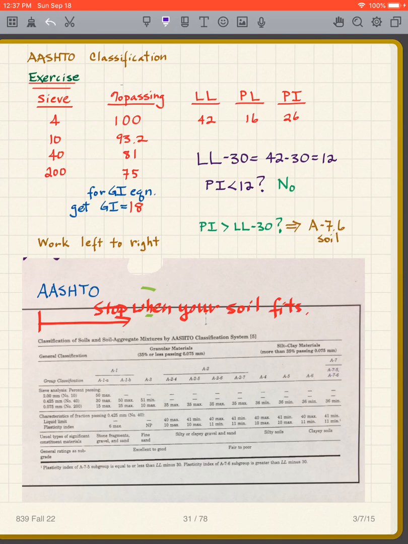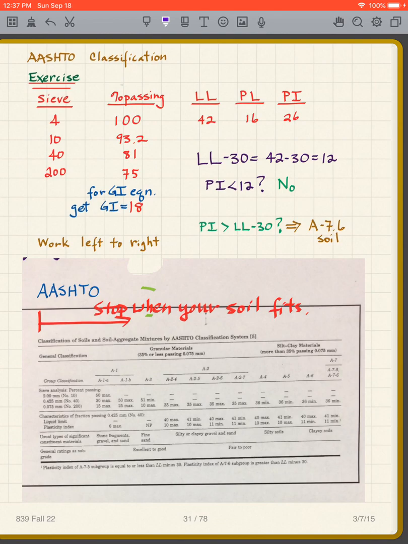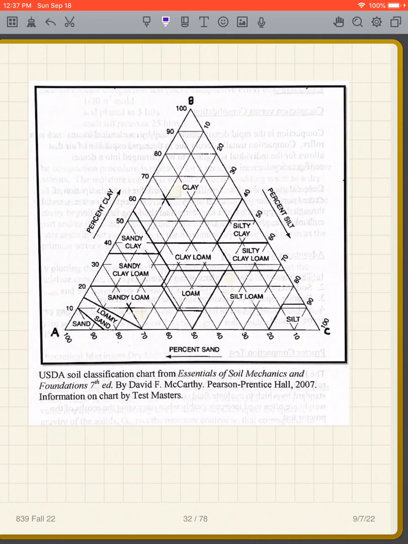So this example is meant to show you how you have to go all the way to the very end here to do this. Okay, that's how you do the AASHTO. That's how you do the AASHTO work left to right on this chart. Pay attention to those notes.